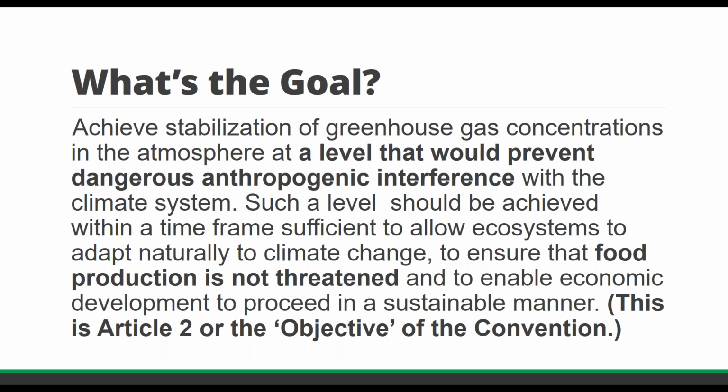And then it defines that level by saying such a level should be achieved within a time frame sufficient to allow ecosystems to adapt naturally to climate change, to ensure that food production is not threatened, and to enable economic development to proceed in a sustainable manner. So it gives some pretty clear parameters about what needs to be met, or what is the tipping point, essentially, where we have moved beyond a sufficient time frame for allowing ecosystems to adapt naturally.